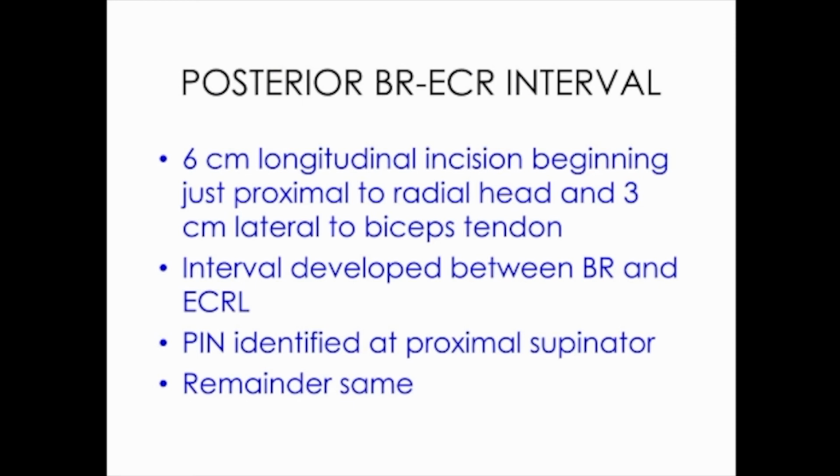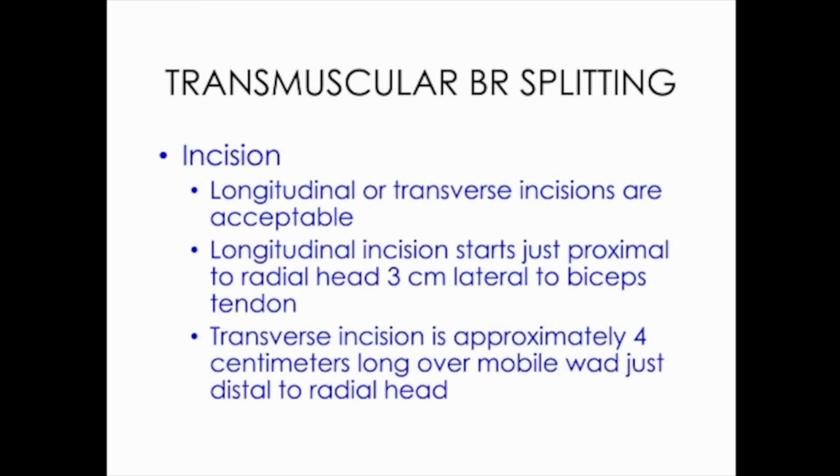Another approach is through the brachioradialis-ECRL interval. It's a 6 centimeter longitudinal incision beginning just proximal to the radial head and 3 centimeters lateral to the biceps tendon. You develop the interval between the brachioradialis and the ECRL. The PIN is identified, and the remainder of the procedure is the same as the other posterior approach.